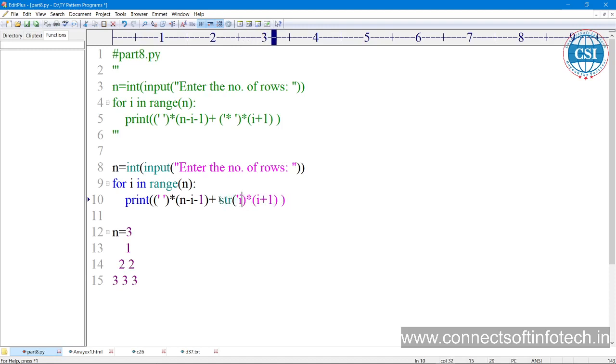In the first row, i is equal to 0. What are the possible values of i? 0, 1, 2, if n is equal to 3. So 0 plus 1, 1 is going to be printed. In the second row, 1 plus 1 is 2, means 2 printed 2 times, i plus 1 times. Then 3: i is equal to 2 plus 1, 3, so 3 is printed 3 times. That's it. It's very easy, no problem at all. Let us check whether it is working or not.